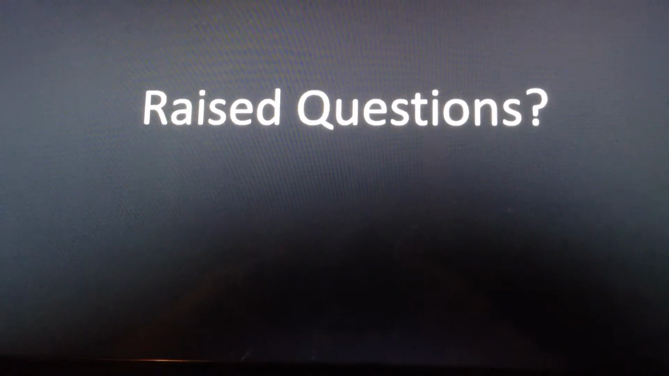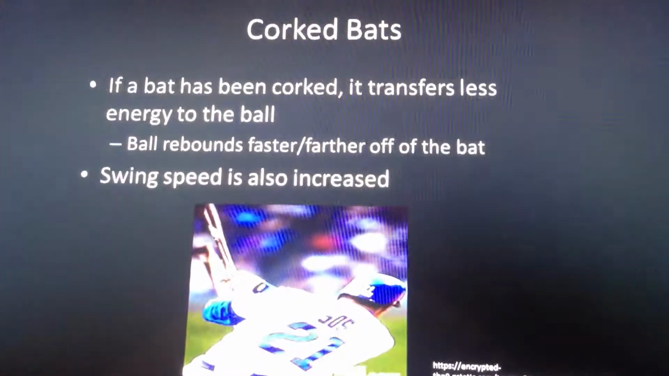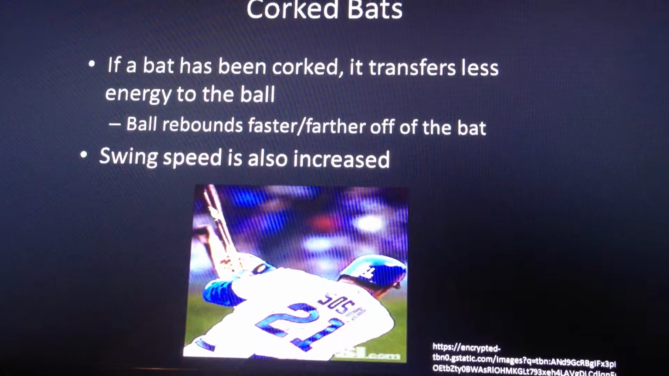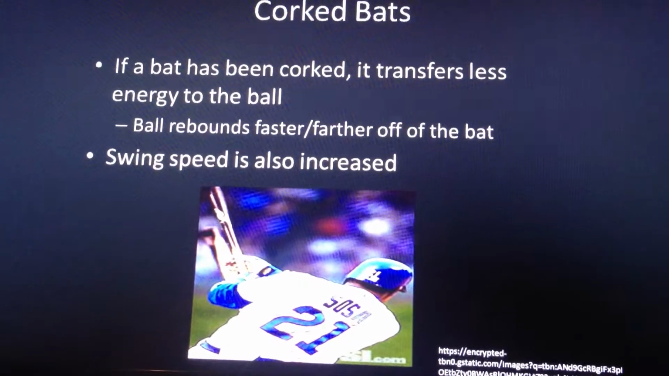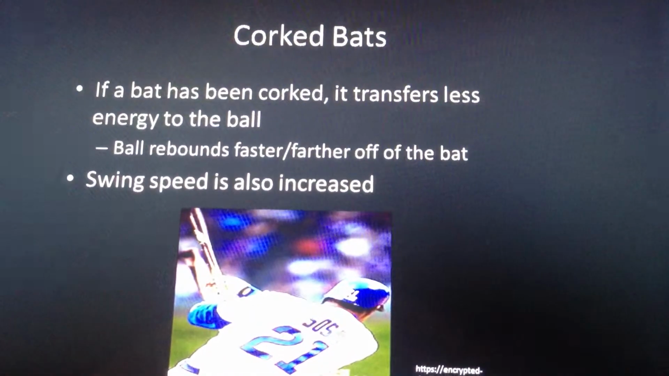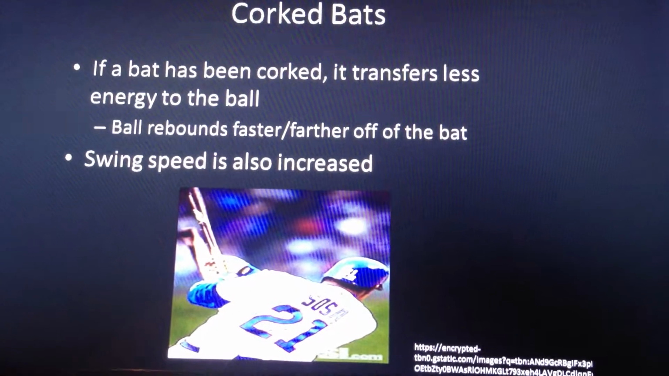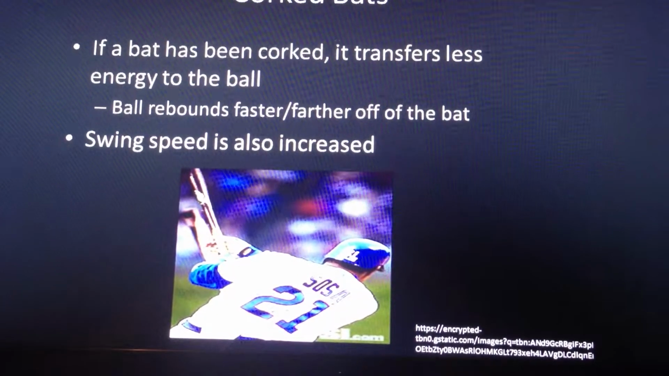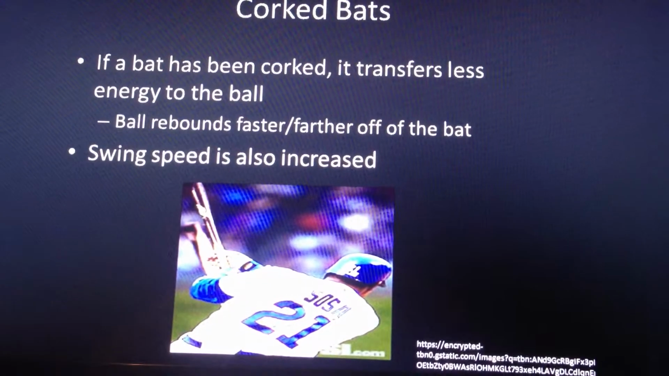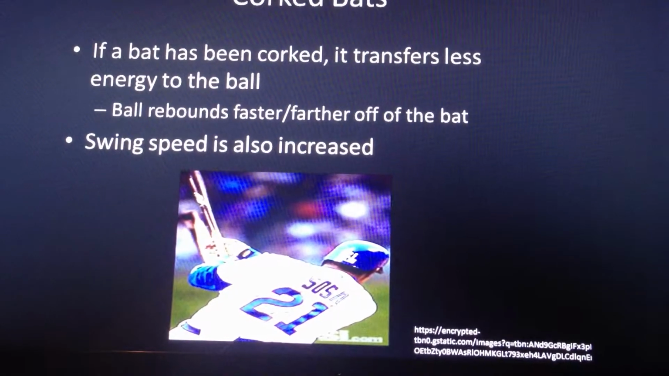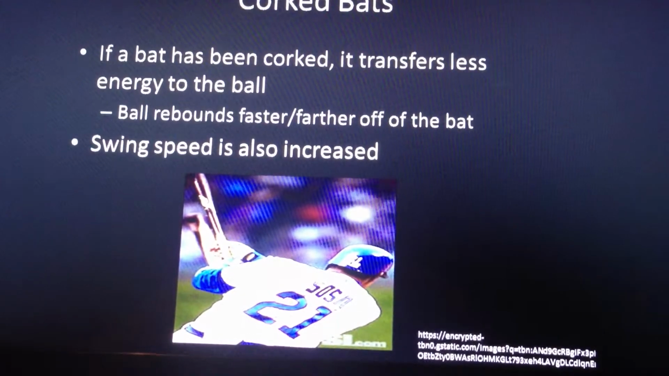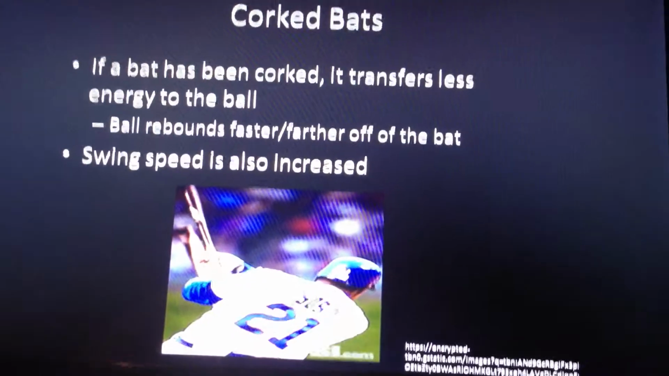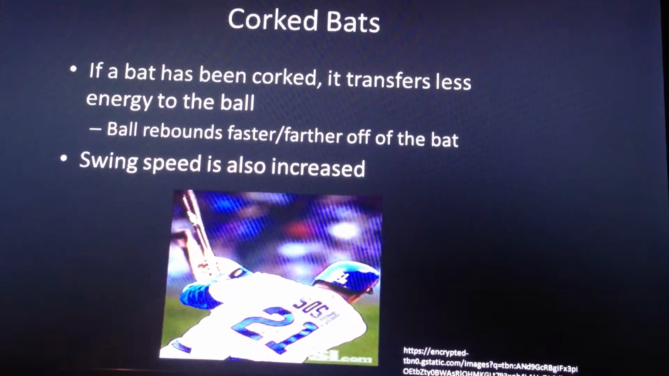This lecture by Dr. Nathan made me very interested in the effect of a cork bat. And you hear all the controversy, especially with Sammy Sosa, about what happens when the bat is corked. Well, when the bat is corked, it transfers less energy to the ball. Therefore, the ball will rebound faster and go farther off the bat. Another important factor of a corked bat is you don't lose much strength of the bat, but it's a lot less dense. So you can increase your swing speed, and less energy is transferred from the bat.